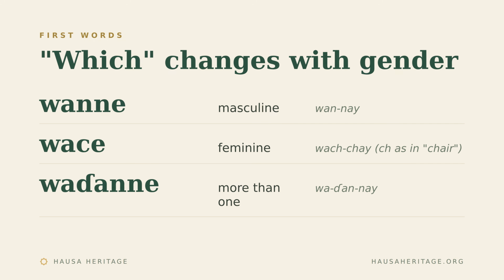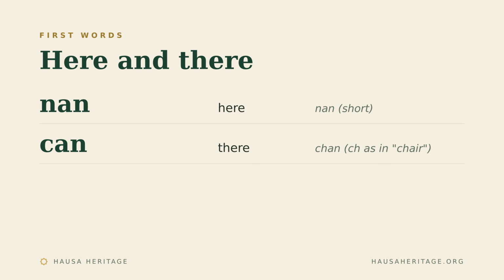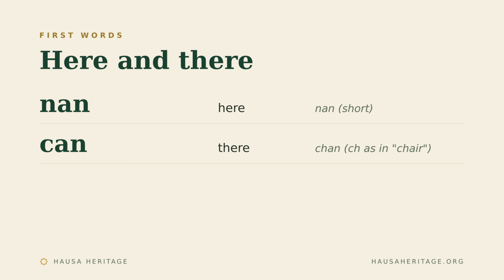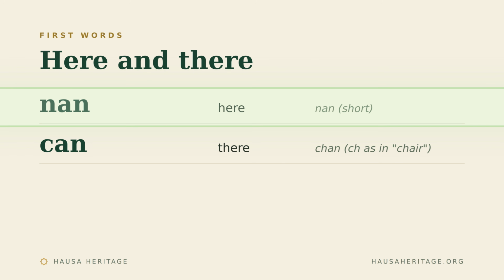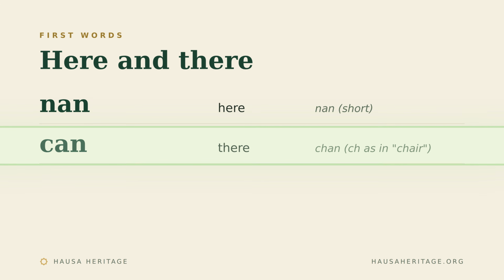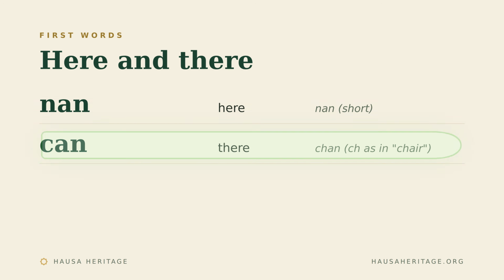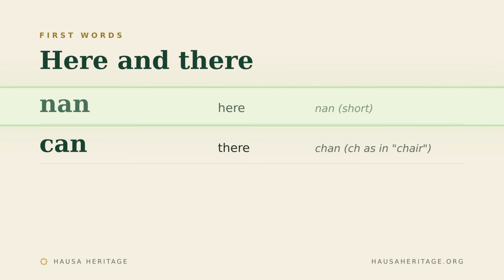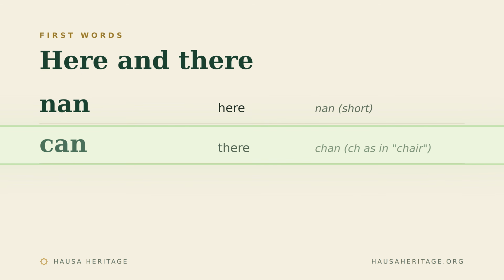Now let's learn 2 pointing words. Nan means here. Say it with me. Nan. Good. Then we have can, which means there. Say it with me. Can. Nan, here. Can, there. Good.